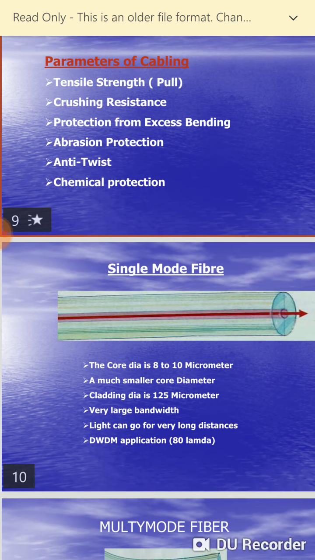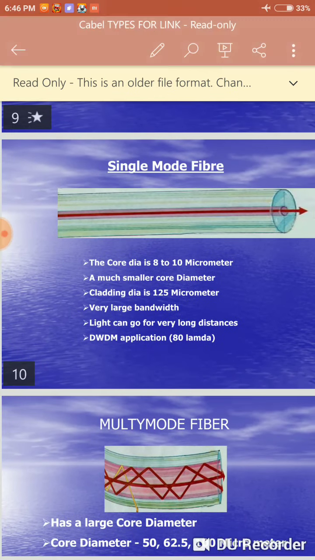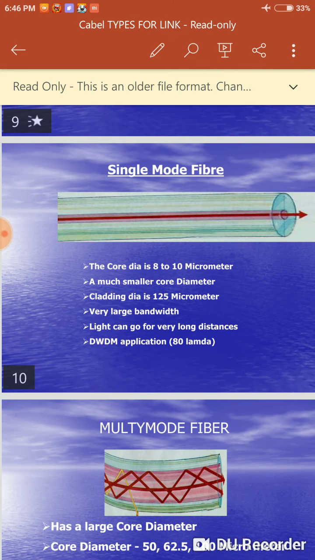So here we will see the specifications of the different types of optical fibers. If we consider single mode fiber, in the diagram the mode propagation is shown. Only one mode of light is propagating. The core diameter is around 8 to 10 micrometer. It has a smaller diameter as compared with the multimode fiber.